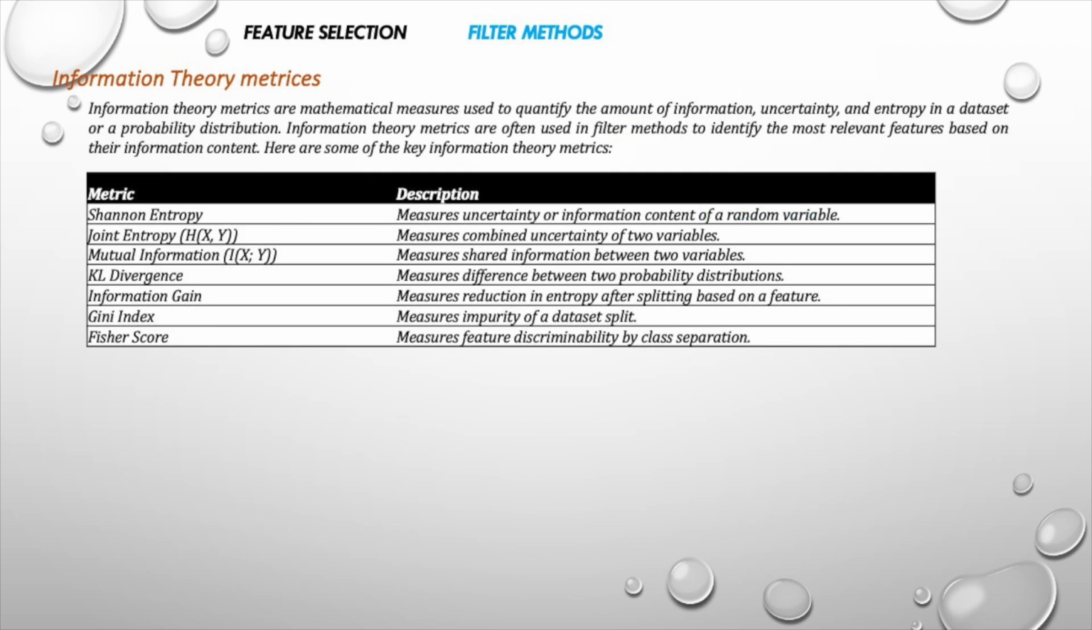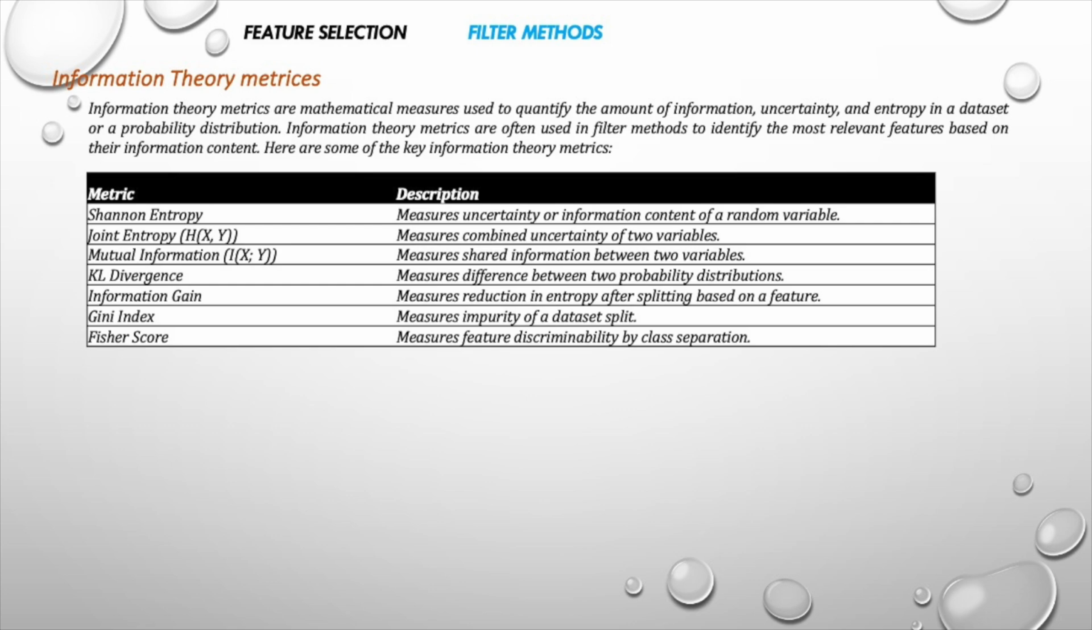Information theory metrics. Information theory metrics are mathematical measures used to quantify the amount of information, uncertainty, and entropy in a dataset or a probability distribution. Information theory metrics are often used in filter methods to identify the most relevant features based on their information content. Here are some of the key information theory metrics.